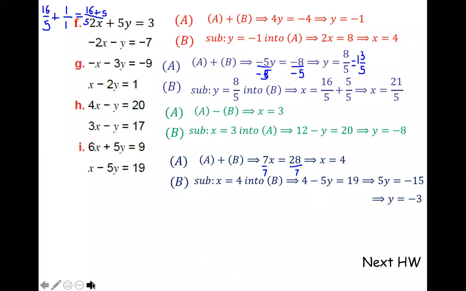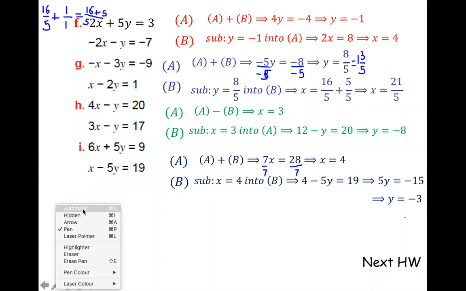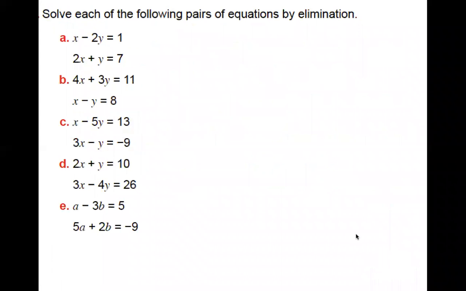So that's how you would solve this one. Now the next set of homework. Hold on. Why is this not changing? Yeah. So if you click on next homework, it takes you straight to the page where you've got the next set of homework.